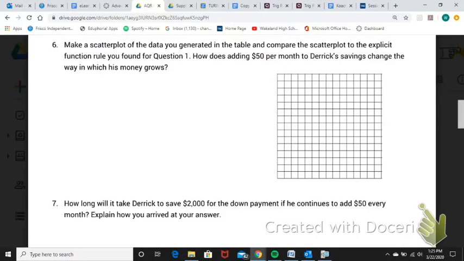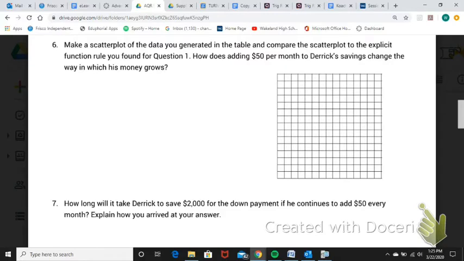All right, so this is part 2 of 6-8. I'm just going to go ahead and jump into the problems that we have here. So number 6 wants us to make a scatter plot, and we're going to compare the table that we got in question 3 to the scatter plot that we got in question 1. So I'm going to use some different colors here.